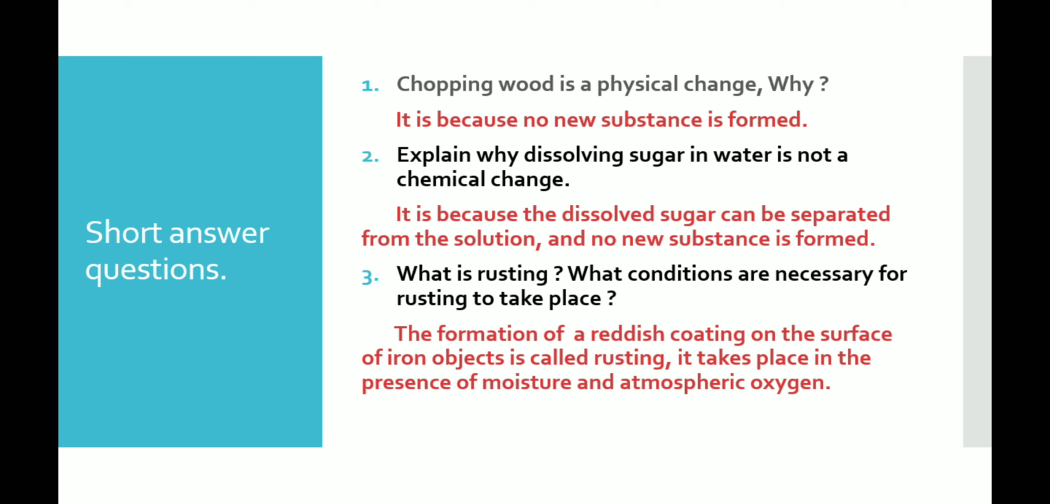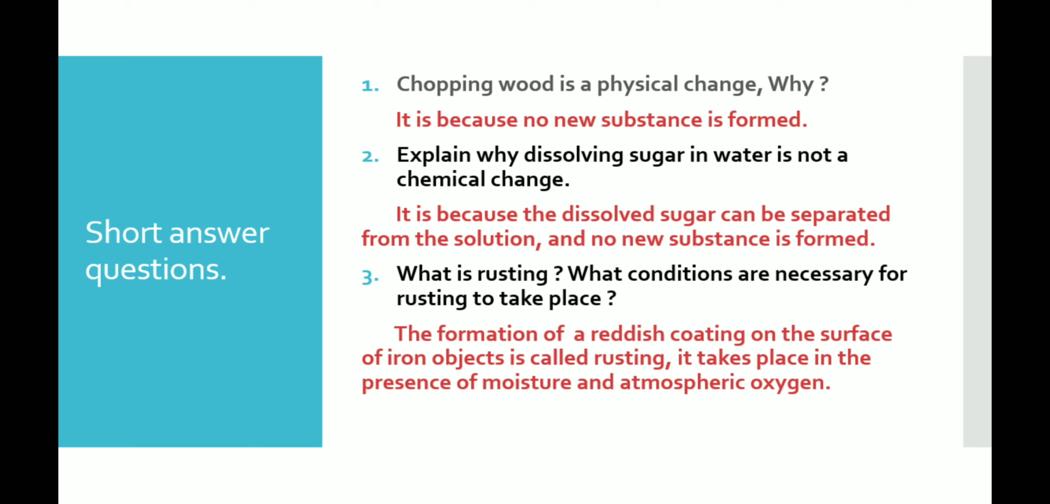Then proceeding to the short answer questions. The first question goes like this. Chopping wood is a physical change. Why? Its answer is very simple. It is because no new substance is formed. Now the second question is, explain why dissolving sugar in water is not a chemical change. It is because the dissolved sugar can be separated from the solution and no new substance is formed.